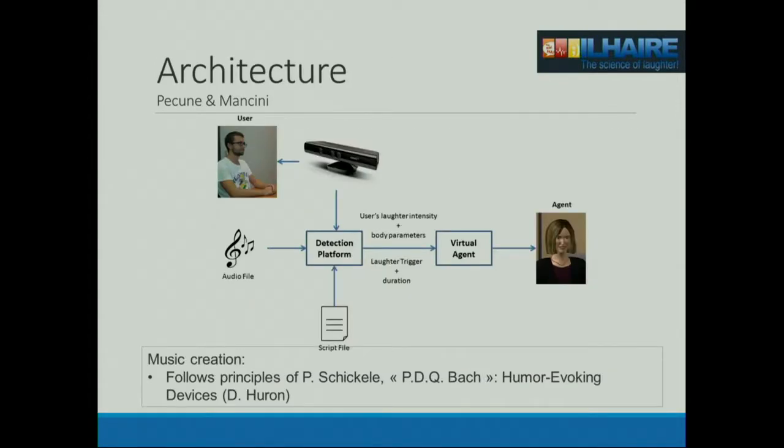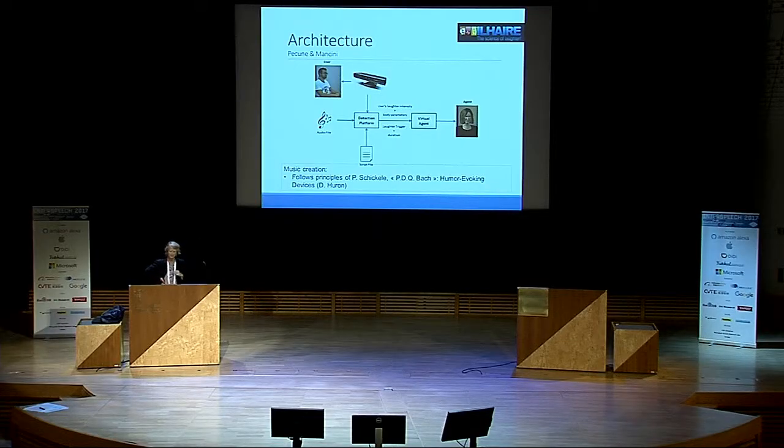So the architecture is as follows. We have users, and we have a Kinect and microphone that detect the movement, the laughing intensity, and the body parameters of the humans. And we use models that modify on the fly, at each frame, the behaviors of the agent. As the interaction paradigm, we use music. So both users and agent listen to music, but specific music.